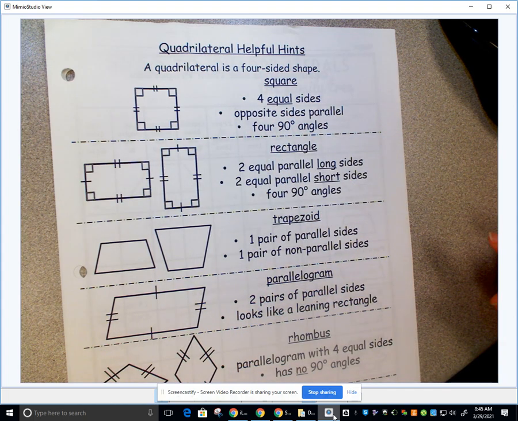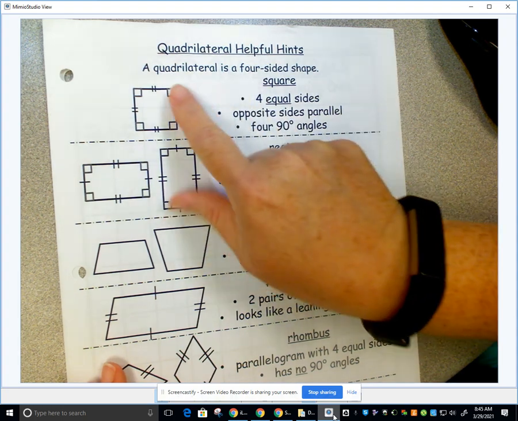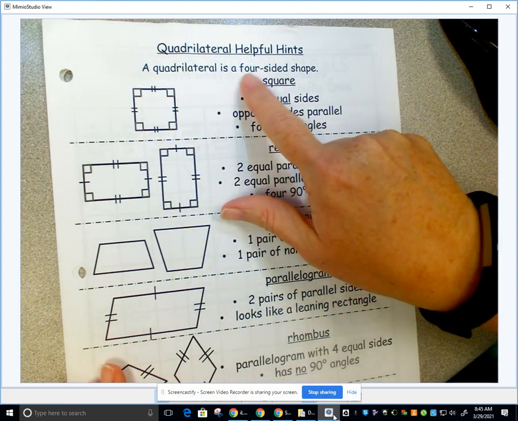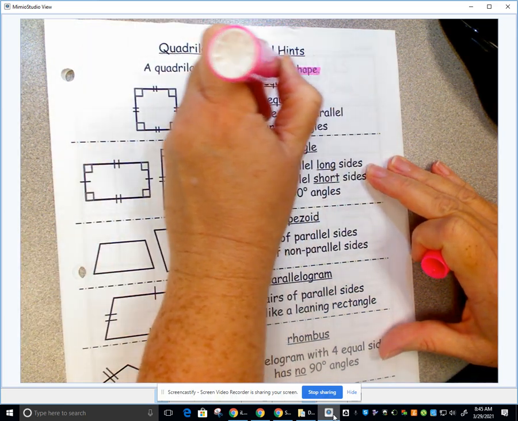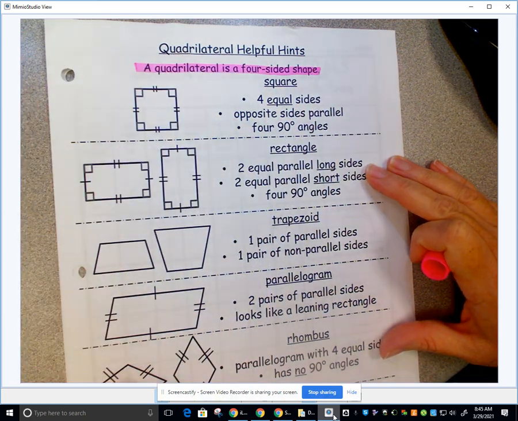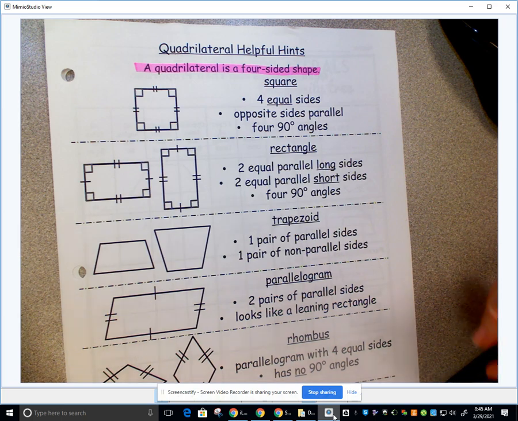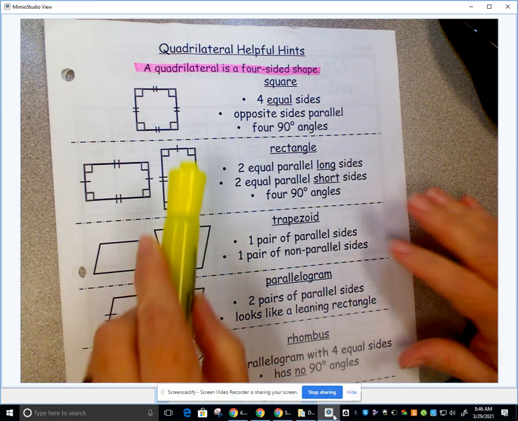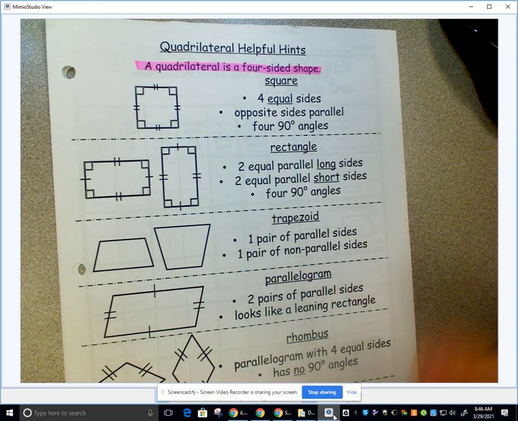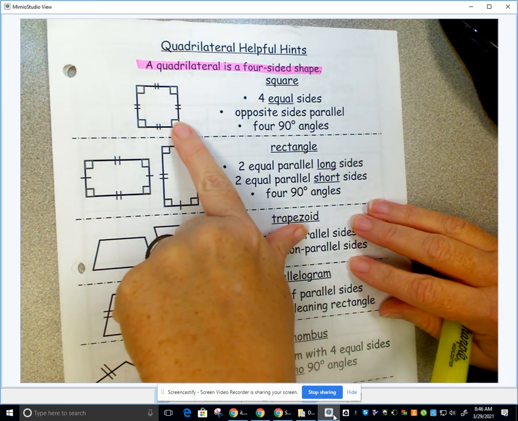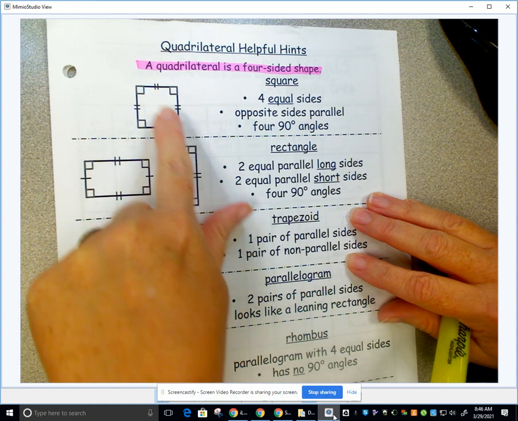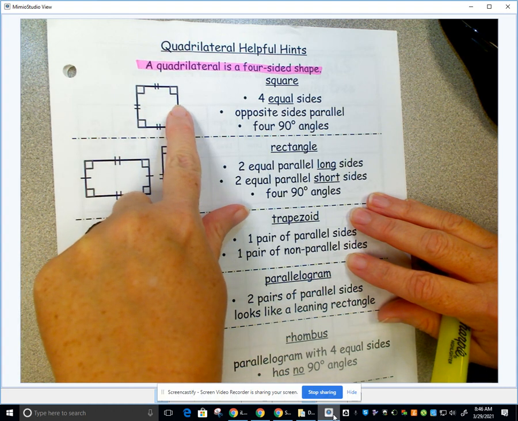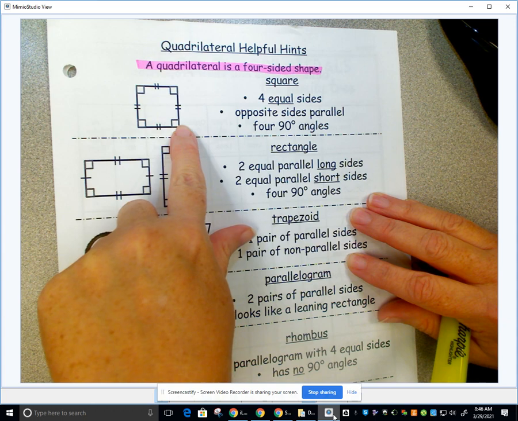Now let's explore all the types of quadrilaterals here. The first one you see says a quadrilateral is a four-sided shape. That's your main definition of a quadrilateral. Now, this is going to show all the types of quadrilaterals. This first one is a square. It's got four equal sides. Notice the tick marks. They're all exactly the same. And it has four right angles.